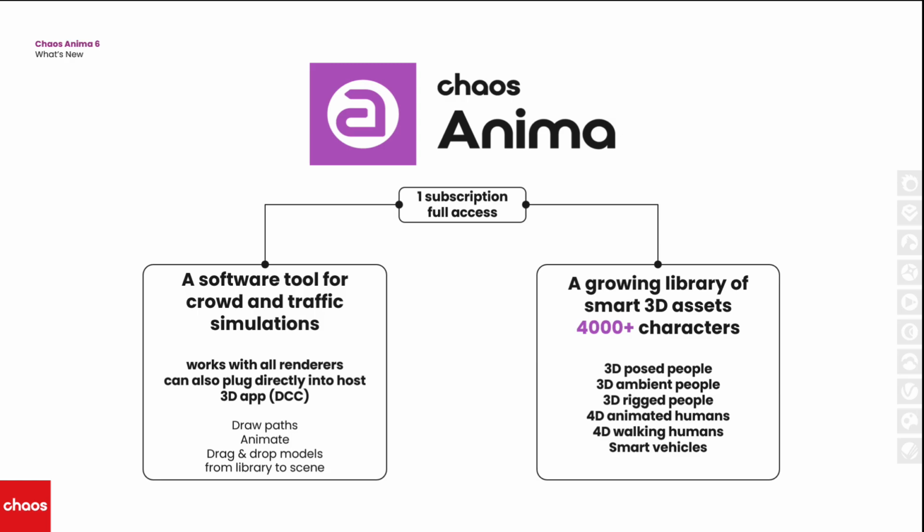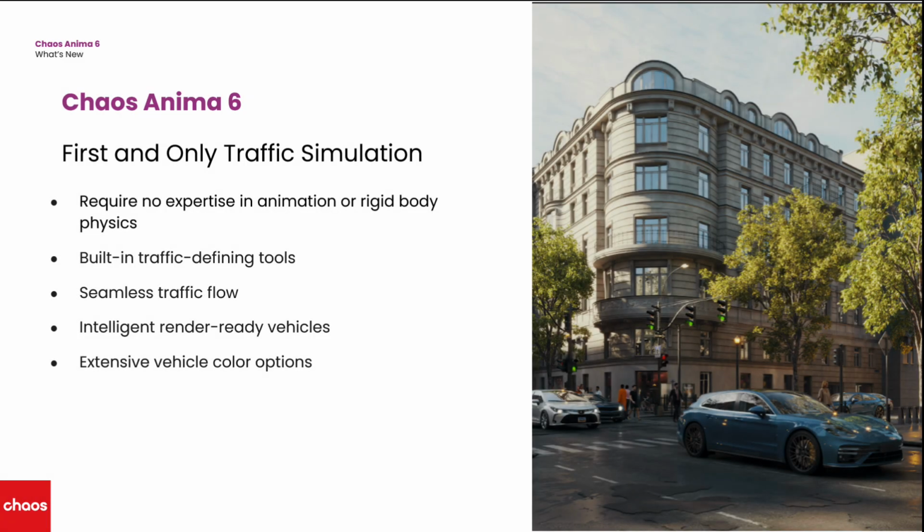You'll also find new characters in our library, as well as a new library of smart vehicles in Anima 6. Animated vehicles was one of our top requested features, and we're excited to introduce traffic simulation in Anima. Anima 6 is the first and only smart urban traffic simulation solution. It introduces powerful built-in tools that make it easy to simulate realistic urban traffic with no animation or physics experience required. You can effortlessly generate rules-based vehicle routes that follow international traffic regulations for natural and believable flow.